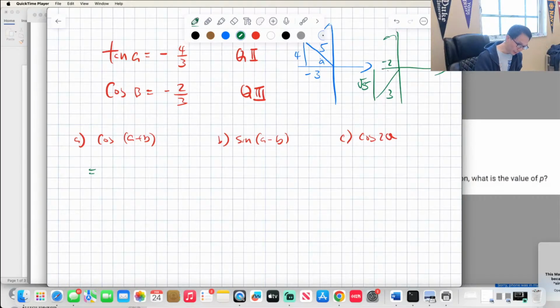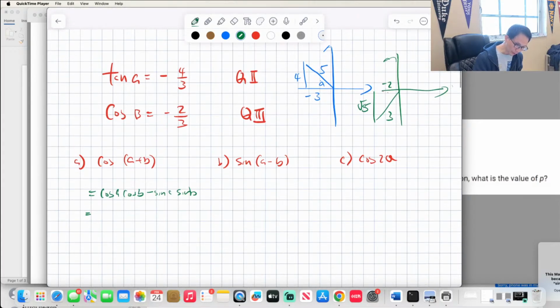All you have to do is follow this. Cosine, cosine, sine, sine, and that's going to be AB, AB, negative. So what is cosine of A? Cosine of A is -3/5, right? Is that okay? Isn't the square root of 5 negative? Square root of 5 is negative. You're right, thank you. Good catch.